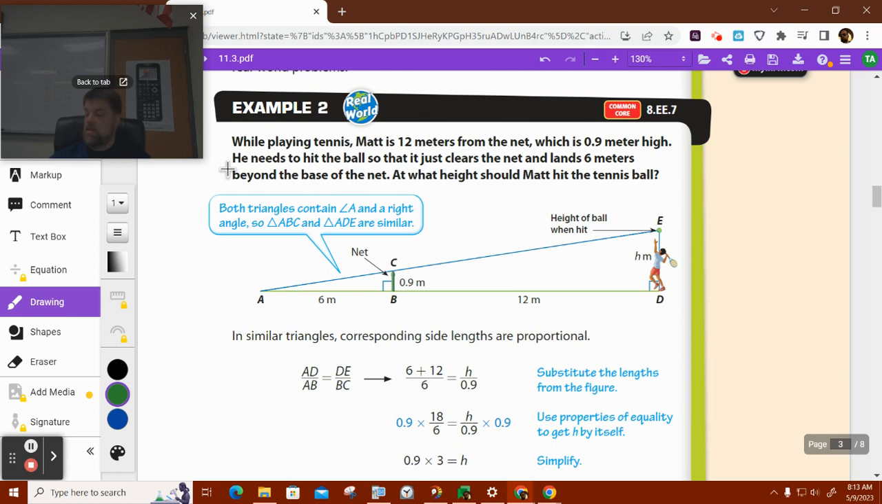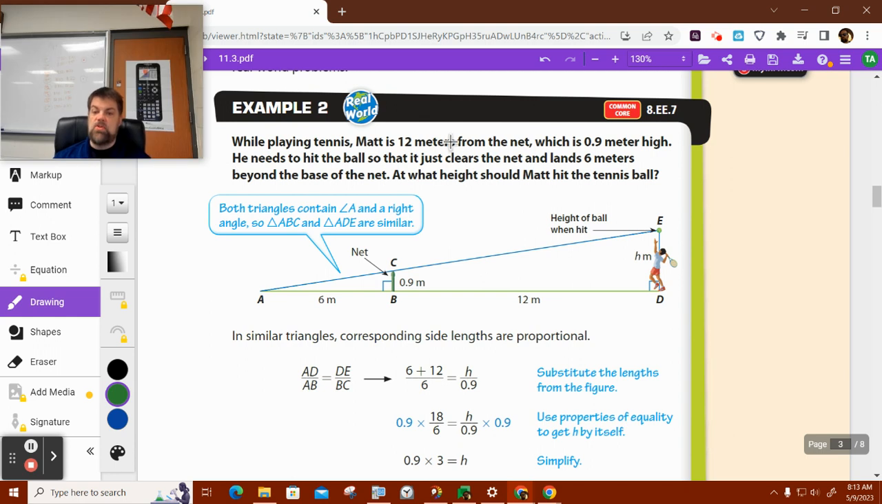It says, while playing tennis, Matt is 12 meters from the net, which is 0.9 meters high. He needs to hit the ball so that it clears the net and lands 6 meters beyond the base of the net. What is the height, or at what height should Matt hit the tennis ball? So we don't know what h is, okay? But now, if we sketch this out, the net is 0.9, so this is the height of the net, and it needs to land over here. Isn't that a right triangle? Yeah. And so here's the interesting thing that I want you guys to think about.